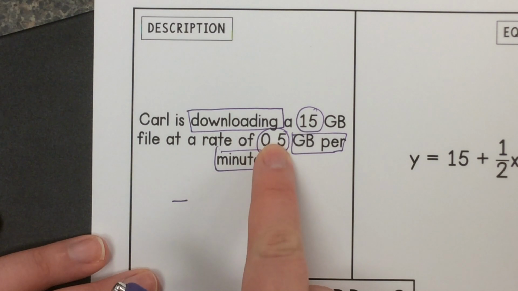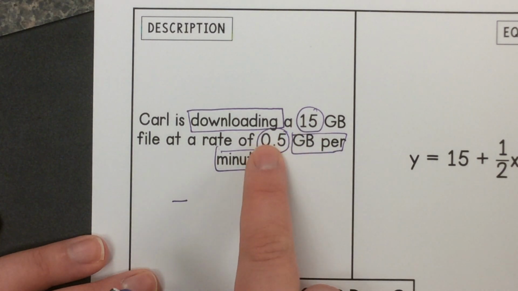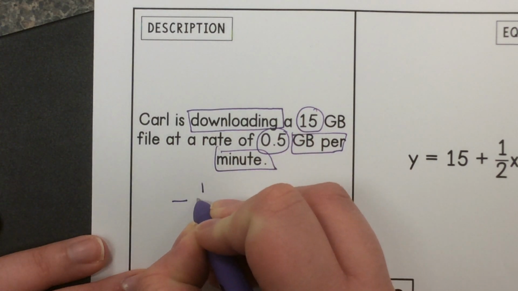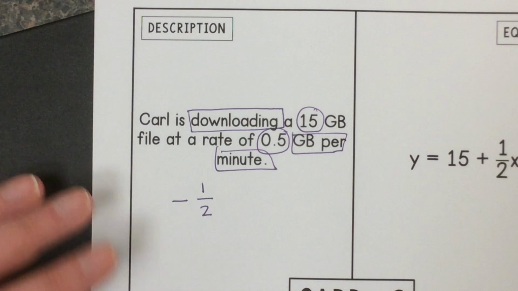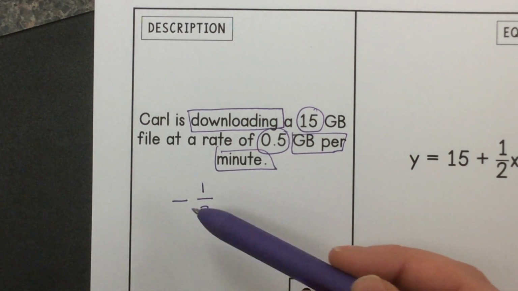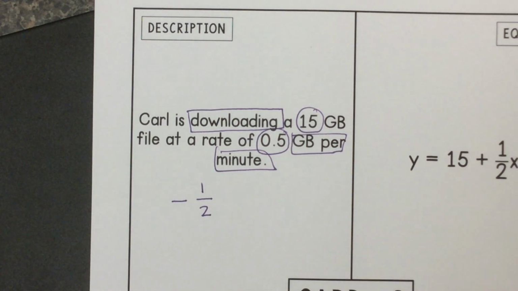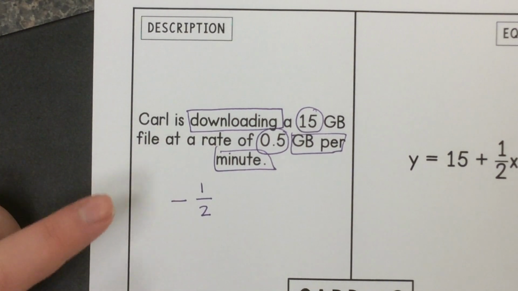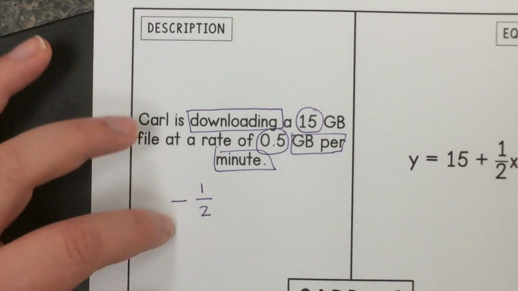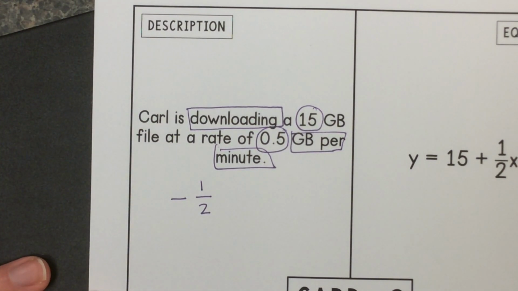It's at a rate of 0.5 gigabytes per minute. So that means half a gigabyte every minute. Well, we know that half for a fraction is 1/2. And we need it as a fraction because a fraction shows a rate of change. So that would say that it downloads 1 gigabyte per 2 minutes. But the slope or the rate of change given this situation would be -1/2.